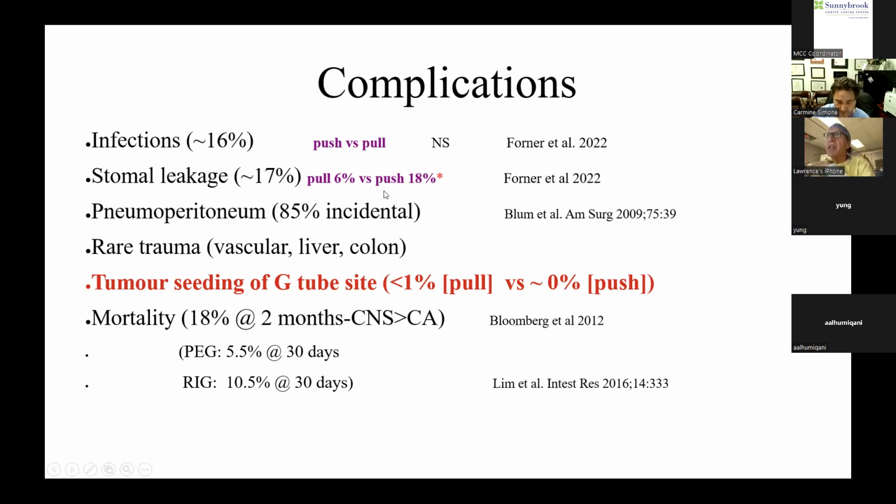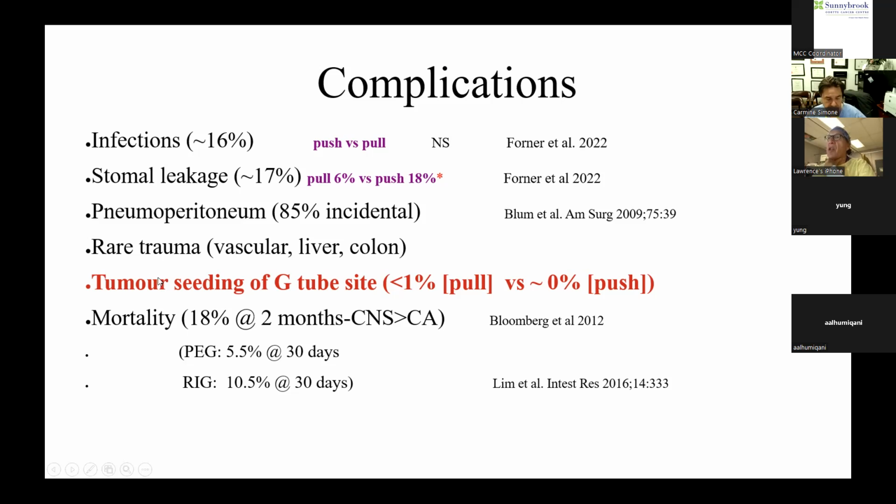Stomal leakage, a significant increase in those who have the pull technique. In the push technique, I mean like the radiological tube versus the endoscopic. Much more stomal leakage. Why? Because the tract is bigger. And so there's a greater access to leakage. Pneumoperitoneum is expected, and it's innocent, benign, rarely is symptomatic, so it's just something that's observed. The rare trauma for blood vessels, liver, colon are rare.